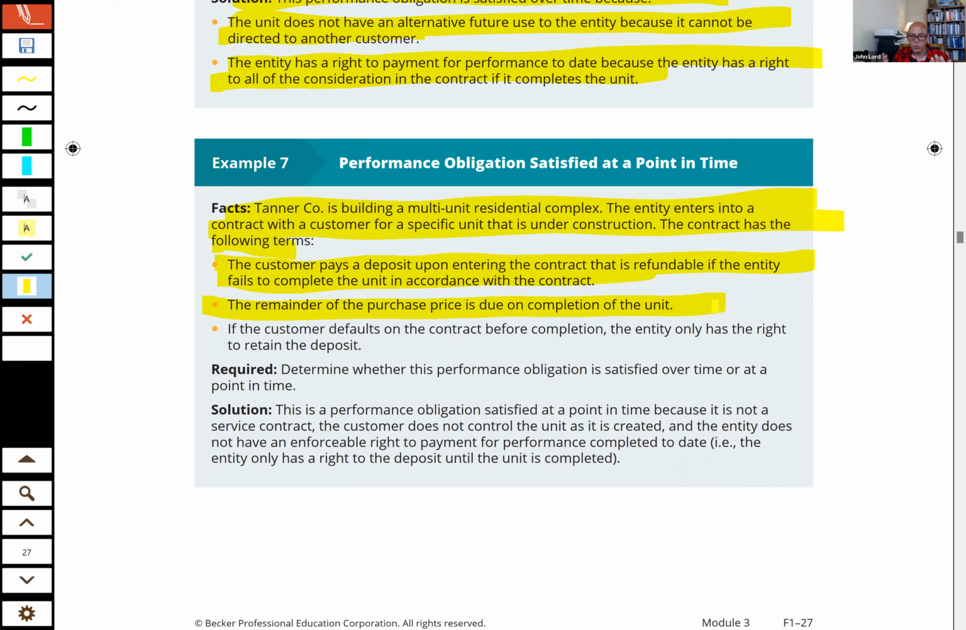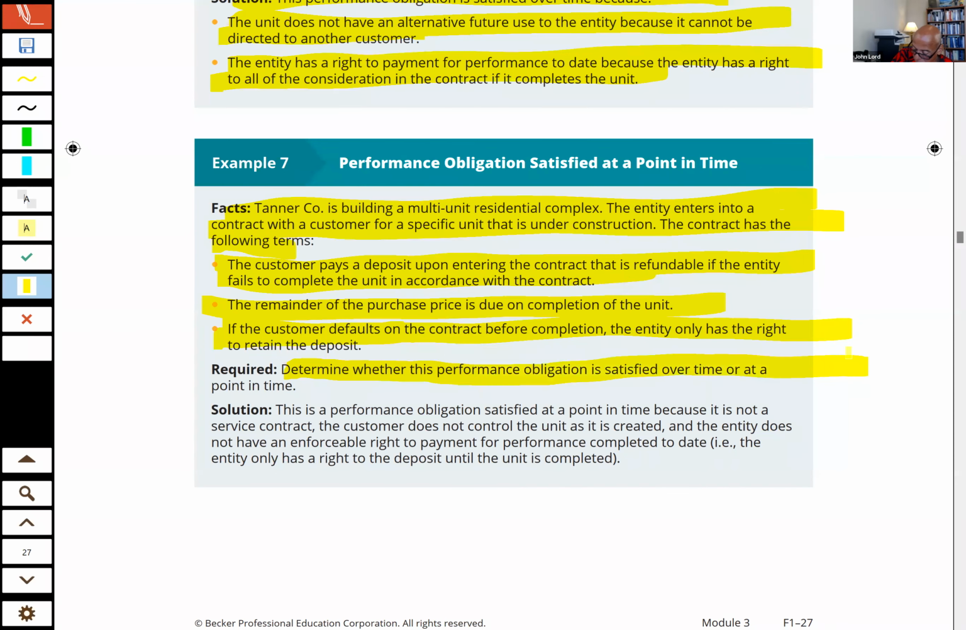It's not yours until what? Everybody gets their money, right? Okay, if the customer defaults on the contract before completion, the entity only has the right to retain the deposit. Again, unless in the state of California, they may have to give the deposit back if they sell it for that much. So what happens?